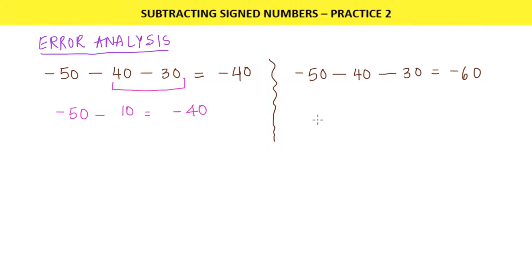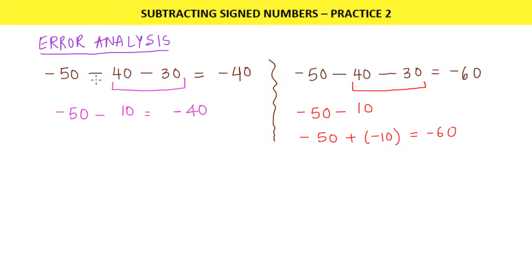What might this student have done? I think this student also started out with doing 40 minus 30 and that gave them 10. And you've got negative 50 minus 10. And now I think the student realized, oh, when you subtract a number, you're adding the opposite. So negative 50 plus negative 10, and that would give you negative 60. So part of it was correct, but the first part was incorrect. So what is the correct way to do this problem?